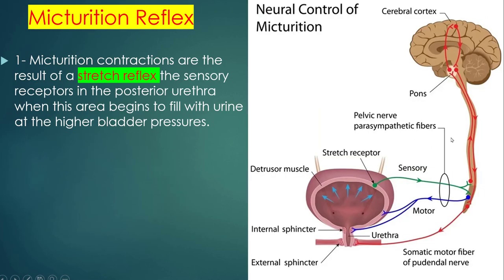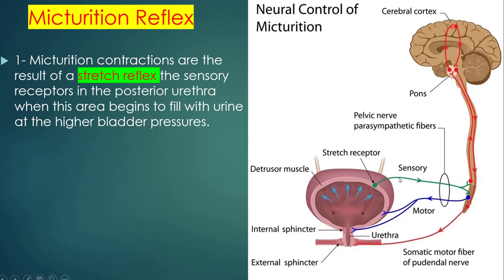Micturition reflex occurs in 2 steps. In step 1, micturition contractions are the result of a stretch reflex. The sensory receptors in the posterior urethra, when this area is filled with urine, increase pressure in the bladder, so the micturition reflex originates or starts.